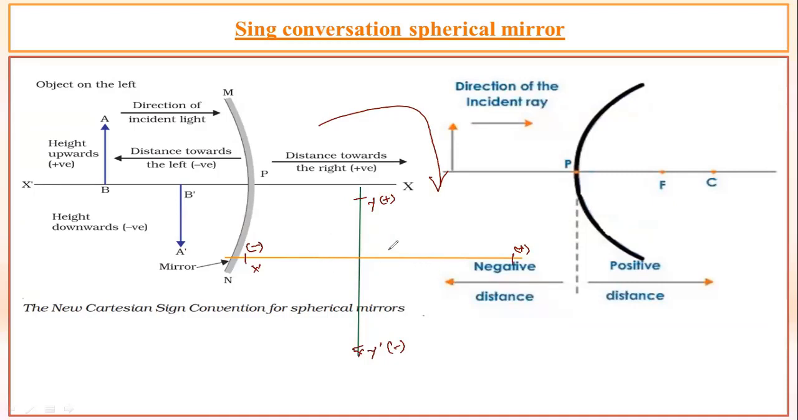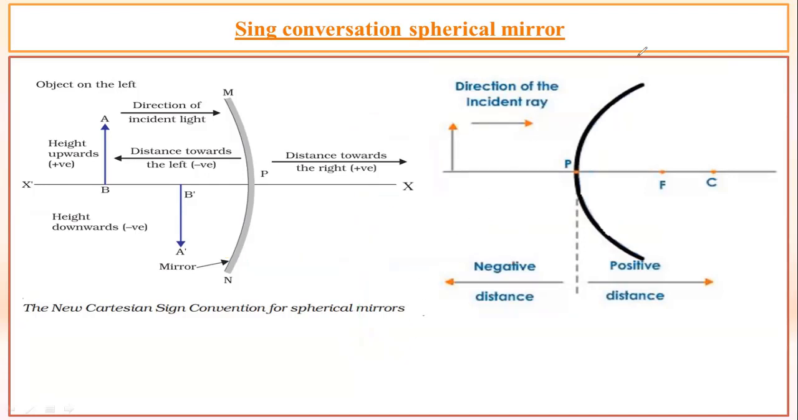The things which lie on the x-axis to the right side will have a positive value. The quantities which lie on the x dash to the left side will have a negative value. Those things which are parallel to the y-axis will be positive, whereas those quantities which are parallel to the y dash axis will be negative. So we will understand these things one by one.